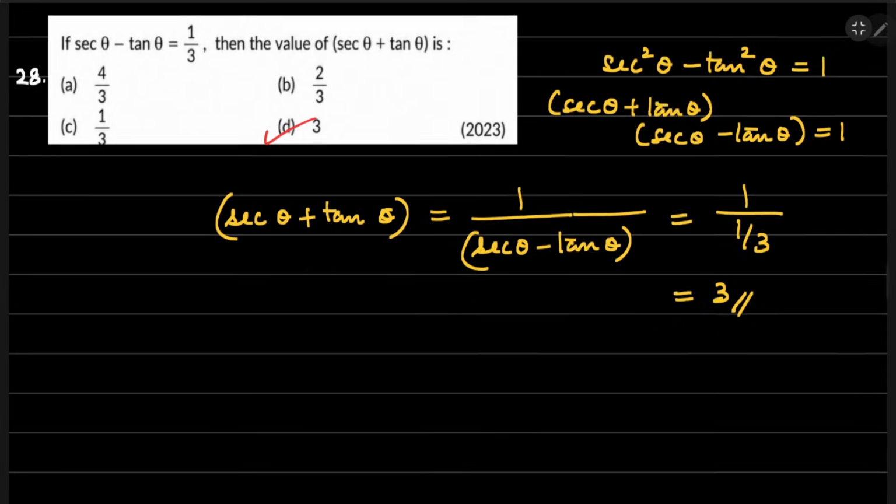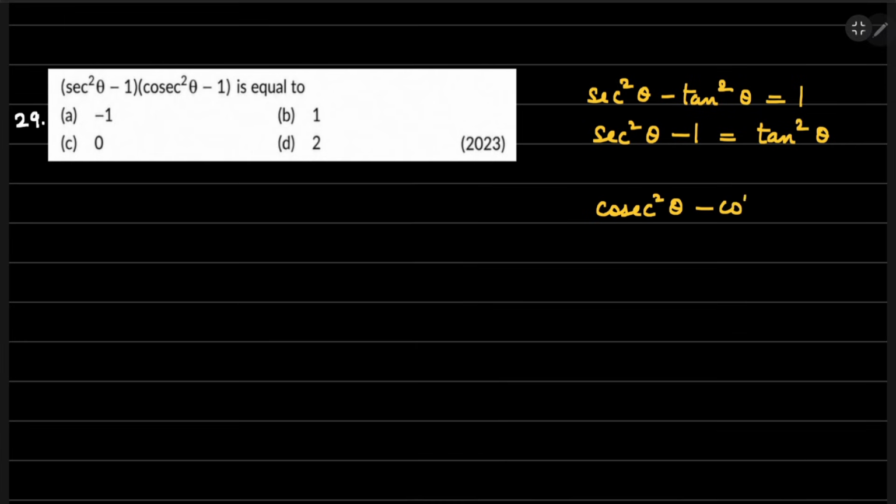Let's do the next question, the 29th question. Secant square theta minus 1 multiplied by cosecant square theta minus 1 is equal to. Again, this also uses the identity. Secant square theta minus tan square theta is equal to 1, so secant square theta minus 1 is equal to tan square theta. Similarly, cosecant square theta minus cot square theta is equal to 1, so cosecant square theta minus 1 will be equal to cot square theta.